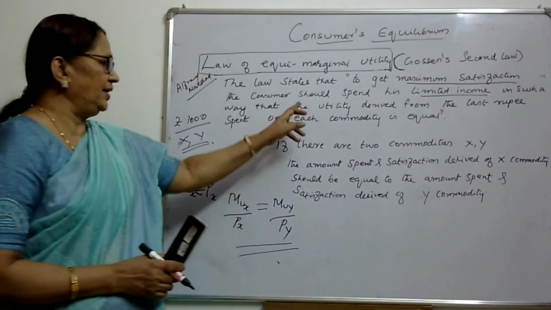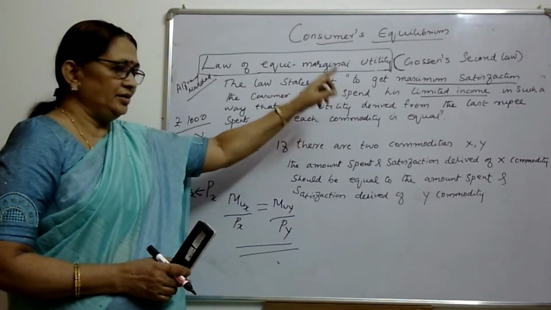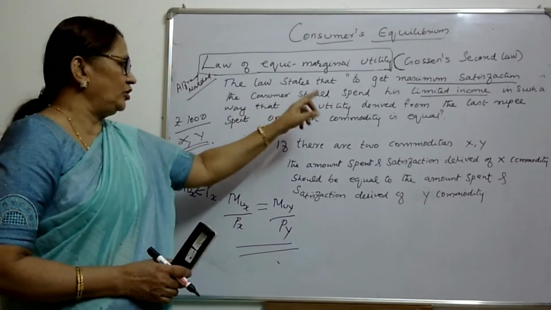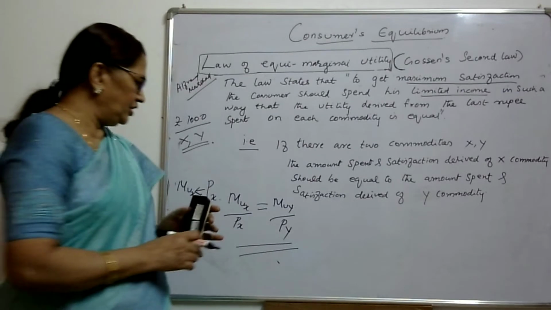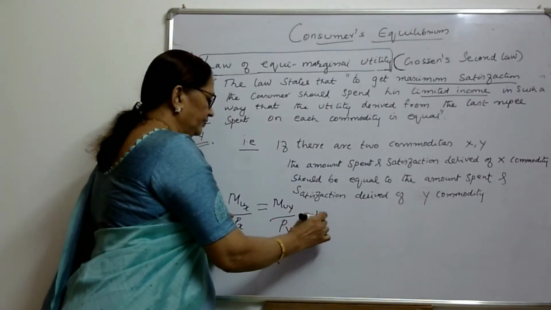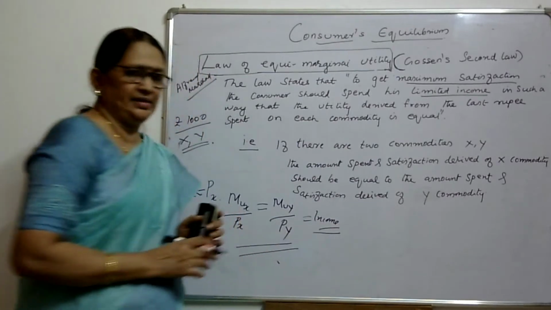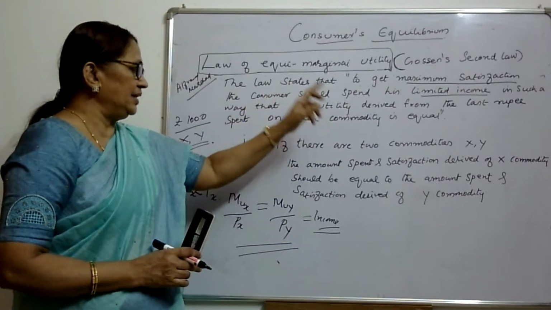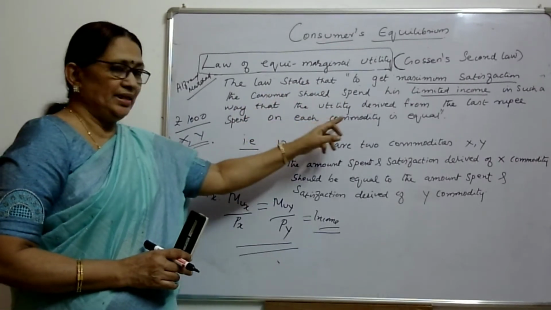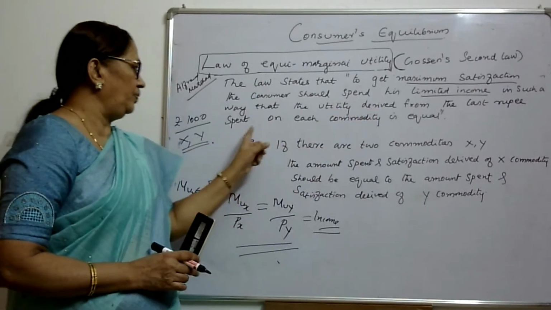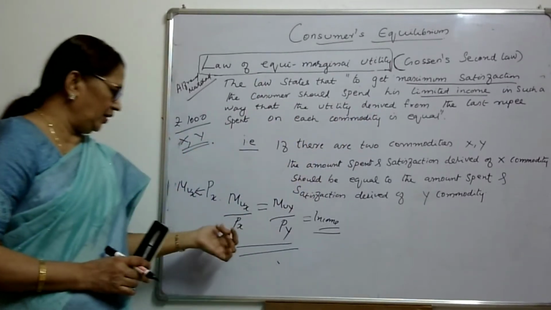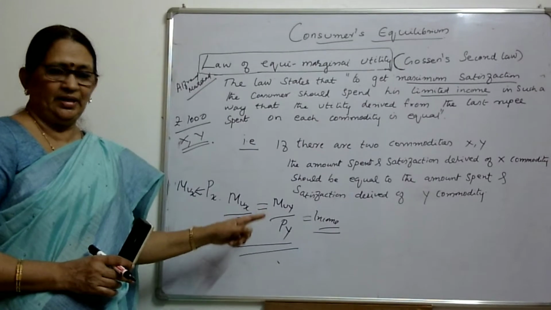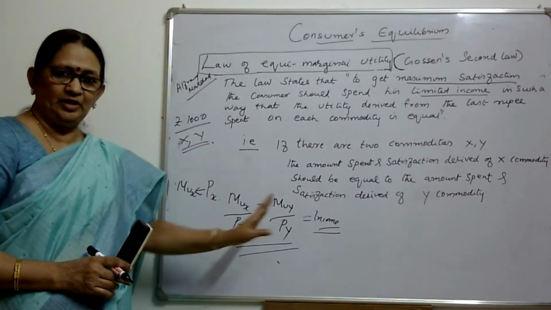So once more, what is it? The law states that to get maximum satisfaction, that is the consumer's equilibrium, what is the condition? The consumer should spend his limited income, so the spending should be equal to his income. That is another condition, his limited income. So the consumer should spend his limited income in such a way that the utility derived from the last rupee spent on each commodity is equal. So the condition is MUx by Px equals MUy by Py, and the spending should equal his income.